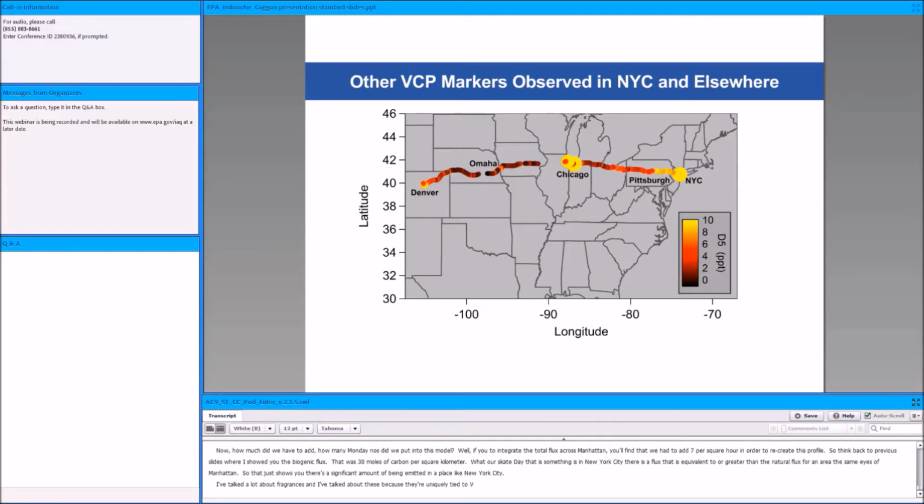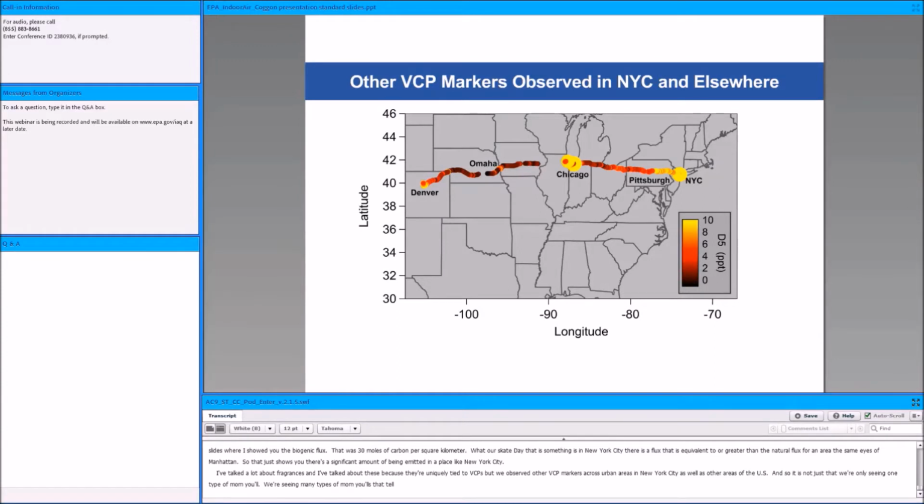Now, I've talked a lot about fragrances, and I've talked about these because they're uniquely tied to VCPs, but we observed other VCP markers across urban areas in New York City as well as other areas of the U.S. And so it's not just that we're seeing only one type of molecule, we're seeing many types of molecules that tell us that VCPs are important in urban areas. And so I'm going to show you an analysis that helps us to understand all of the types of VCPs that are emitting in urban areas.